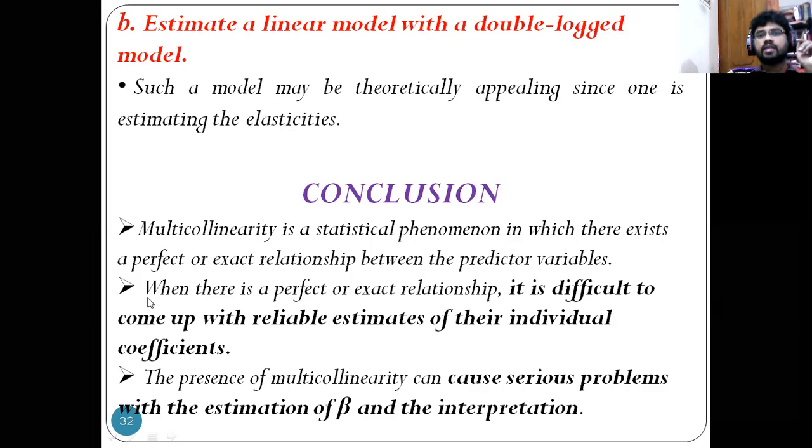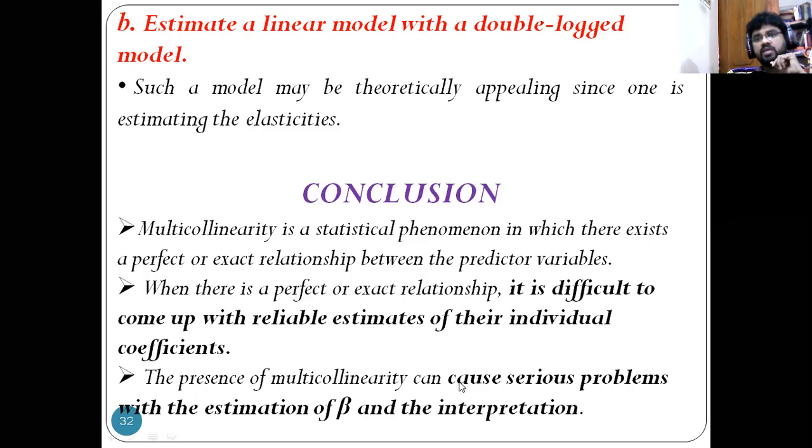Okay. When there is a perfect and exact relationship, it is difficult to come up with reliable estimates of the individual coefficients. For example, when there is a perfect correlation between the independent variables, it is very difficult to come up with a reliable estimate. If you calculate the beta values, the coefficient or parameter values, it is very difficult to say whether they are reliable. We will get the values, but we should know whether a particular value is reliable or accurate.